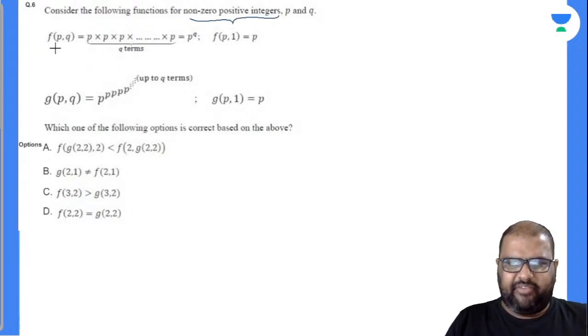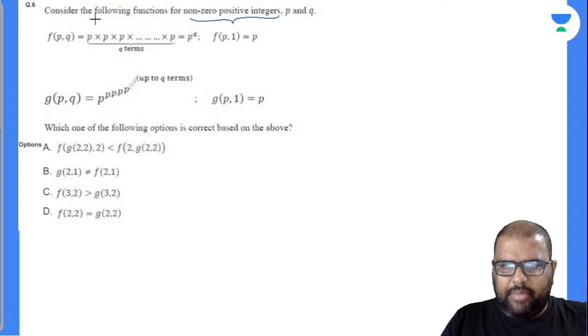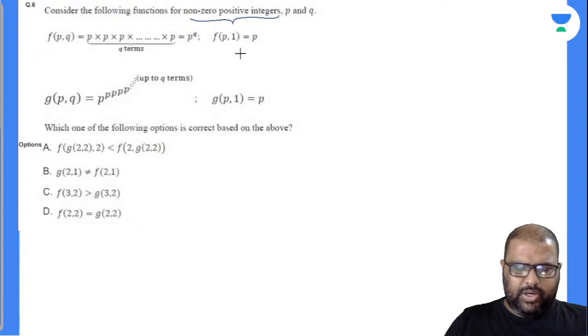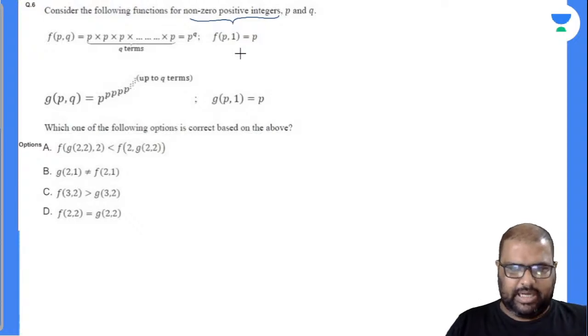P and Q, f of P comma Q is equal to P into P into P up to Q terms. G of P comma Q is P to the power of P to the power of P, up to Q terms. F of P comma 1 is equal to P. Which of the following options is correct? Rather than doing all those things, we can check the options and come back here.